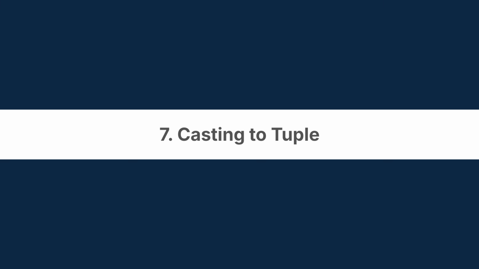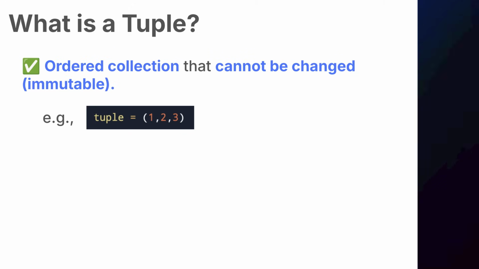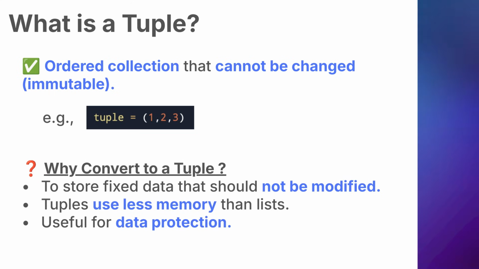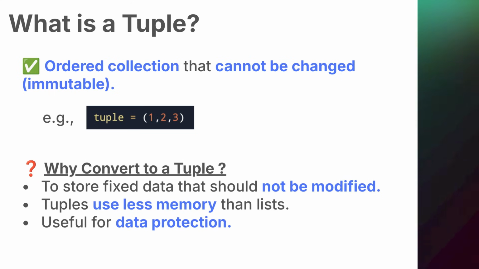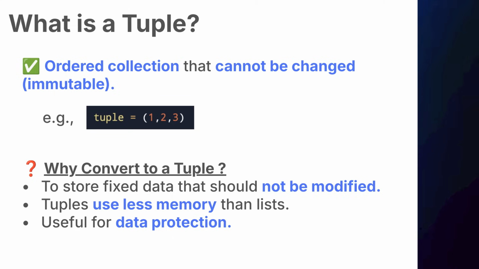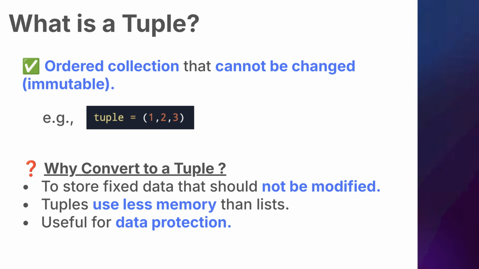7. Casting to tuple. What is a tuple? A tuple is an ordered collection that cannot be changed. Why convert to a tuple? To store fixed data that should not be modified. Tuples use less memory than lists, so they are more efficient. Useful for data protection.